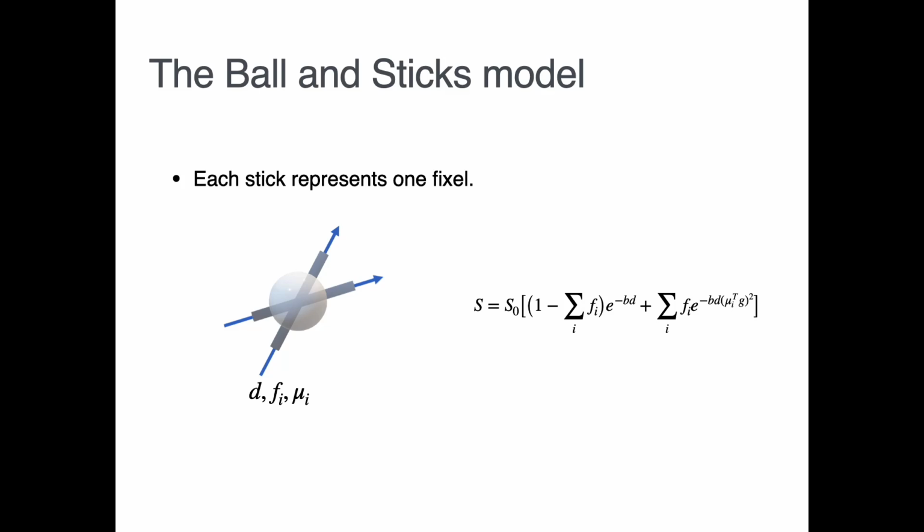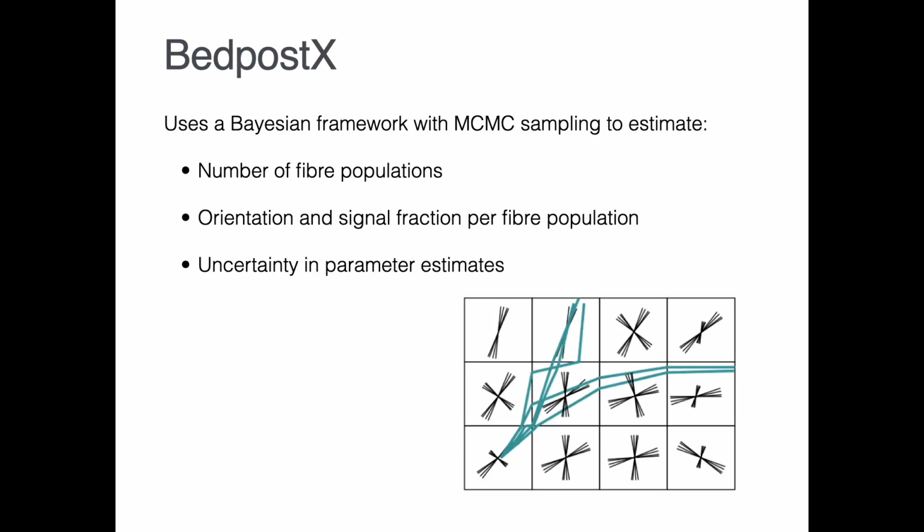A ball compartment that represents the signal from free water, and a few sticks that represent the signal from fiber bundles within each voxel, in other words, the pixels. As you have learned in the course, the ball and sticks model is widely used for probabilistic tractography, and it can be fitted using bedpost-X in FSL.